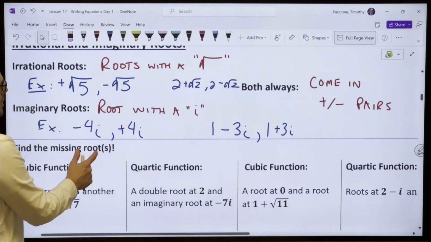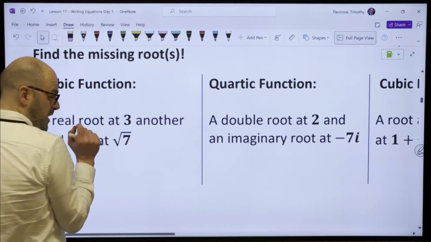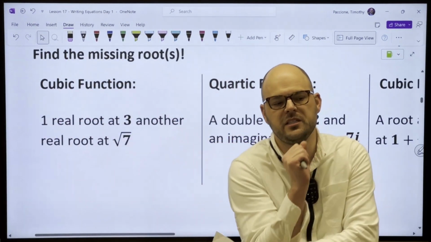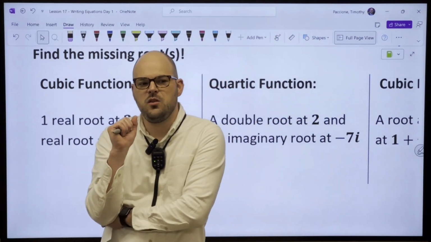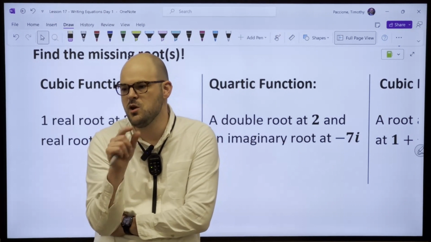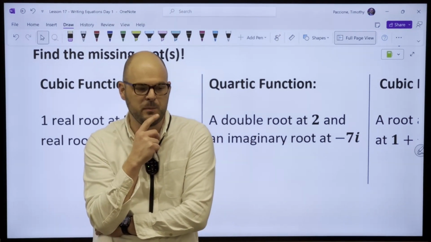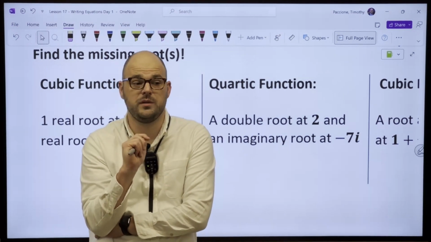Let's start talking about it. And you're going to do a little bit of work on your own here. I'll get you started. We're going to find some missing roots. So we're going to pretend somebody is asking us to make a function, and they're being a little coy. They're like, I'm going to give you 2 of the 3, and you have to know the other one, right?